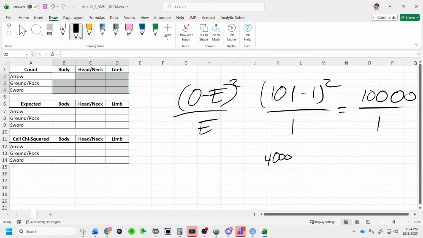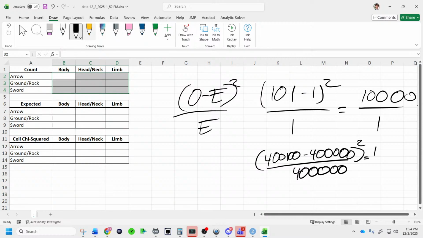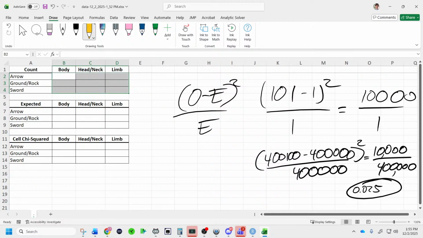But then if you buy a house and you expect the house to cost $400,000, but it costs $400,000 and $100, well, that's still a difference of 100 up top. But when you divide by the expected, 400,000, it's not that big of a difference. So now you still have the 10,000 up top, but now you're dividing by this. So the bottom number standardizes the difference, because this is going to be a very small chi-squared of 0.025, I believe. It's tiny. So what that would tell you is this difference of $100 is not really that far off from what you would expect, but this difference of $100 is a huge difference.